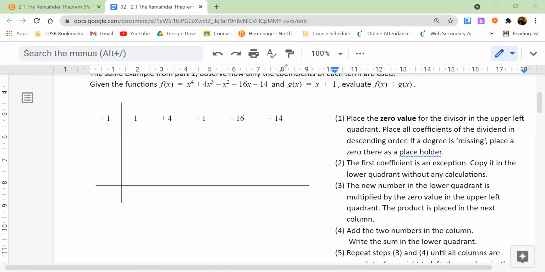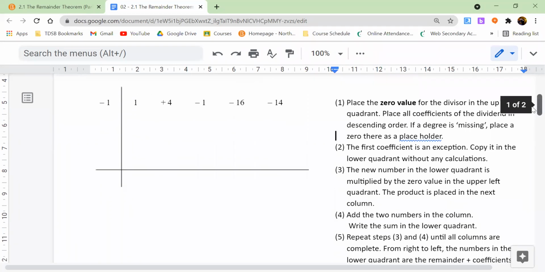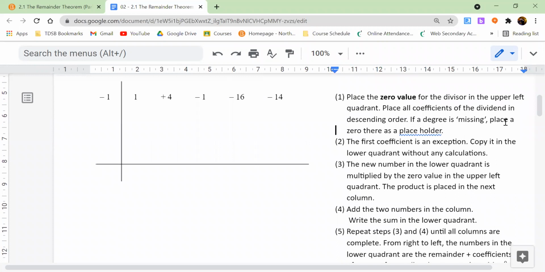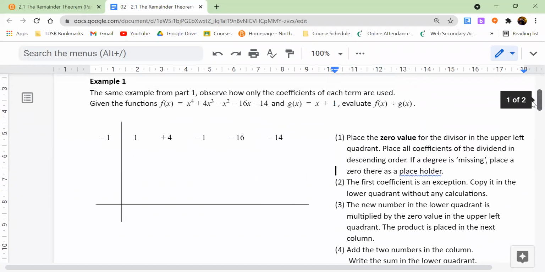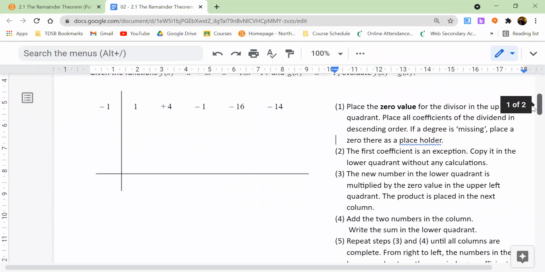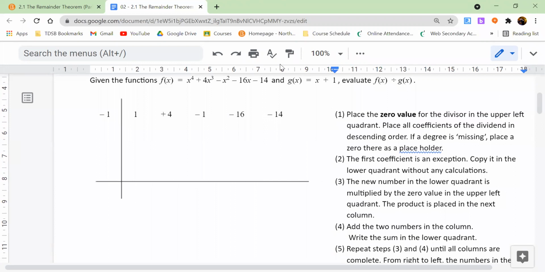Okay, let's see if I can finish this in 10 minutes. Synthetic division is basically another way of dividing. It's a lot faster, but as you can see on the right side, there's a whole bunch of rules that are just sort of arbitrary. You've got to follow them to see that it works. But yeah, it is what it is.